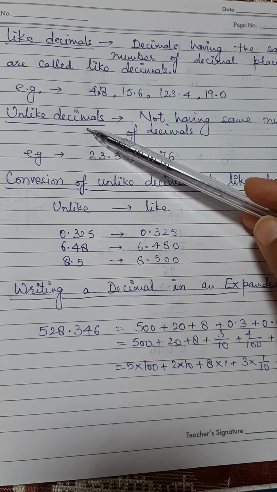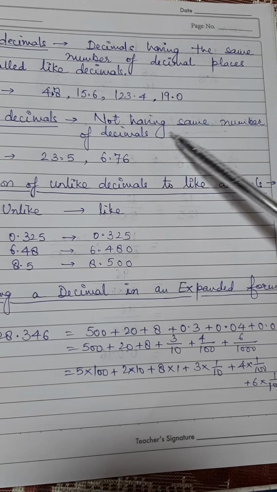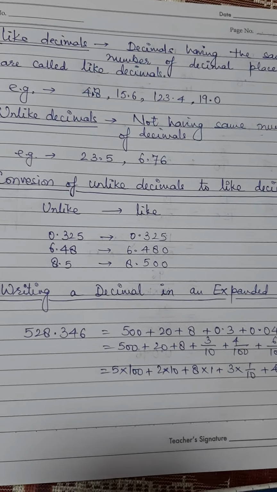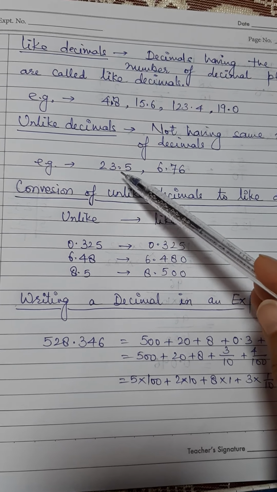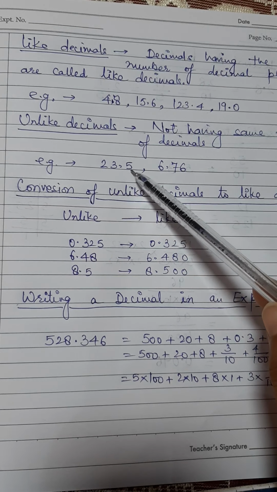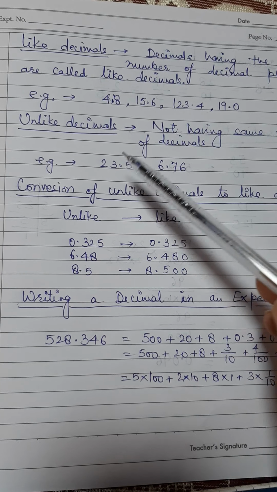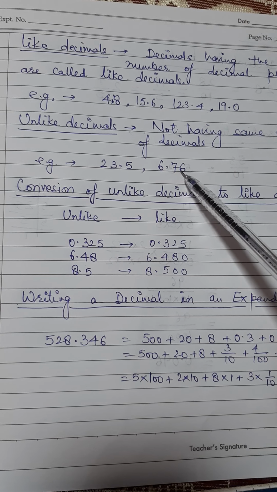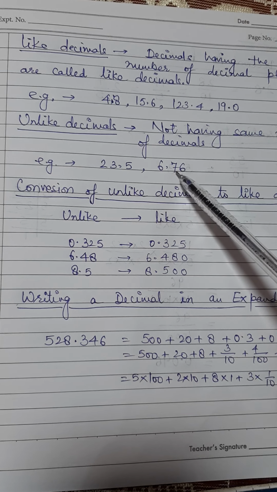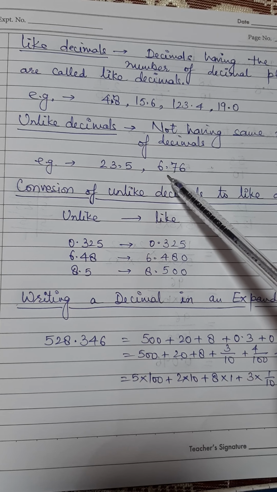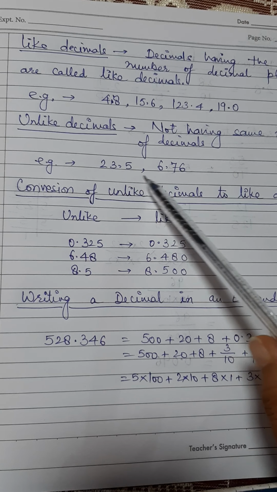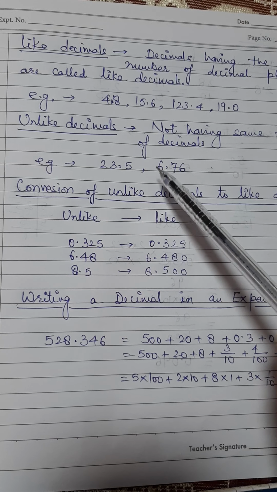Now unlike decimals: if they do not have the same number of decimal places, then they are called unlike. I have written like this, 23.5. In this number we have one decimal place. The second one is 6.76. In this number we have two decimal places. Right? So they are unlike decimals.